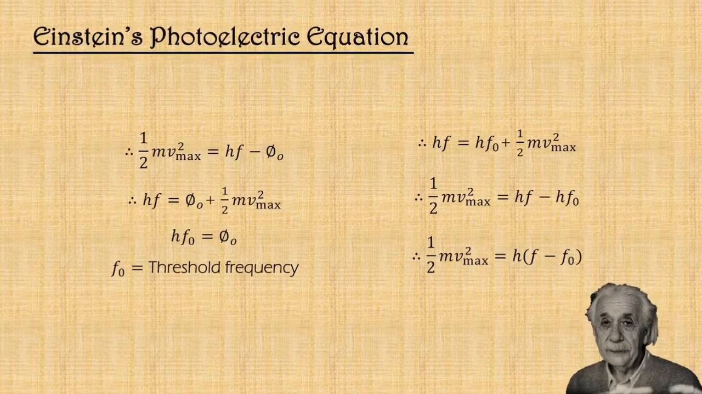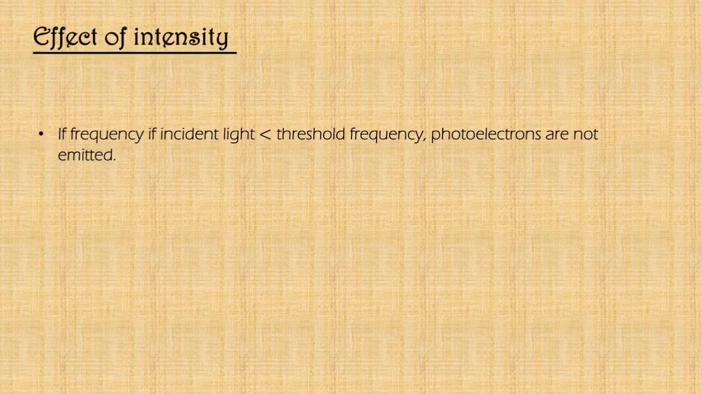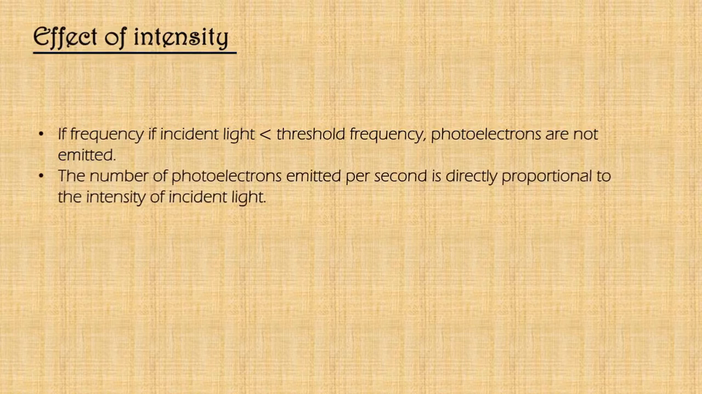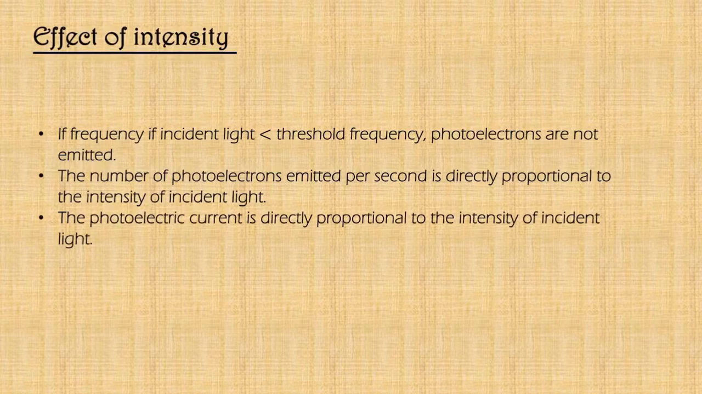Again, we can rearrange the function, and finally we get 1/2 m v²_max equals h times (f minus f₀). This equation is known as Einstein's photoelectric equation. If the frequency of incident light is less than the threshold frequency, photoelectrons are not emitted. The number of photoelectrons emitted per second is directly proportional to the intensity of incident light. Thus, the photoelectric current is directly proportional to the intensity of incident light.